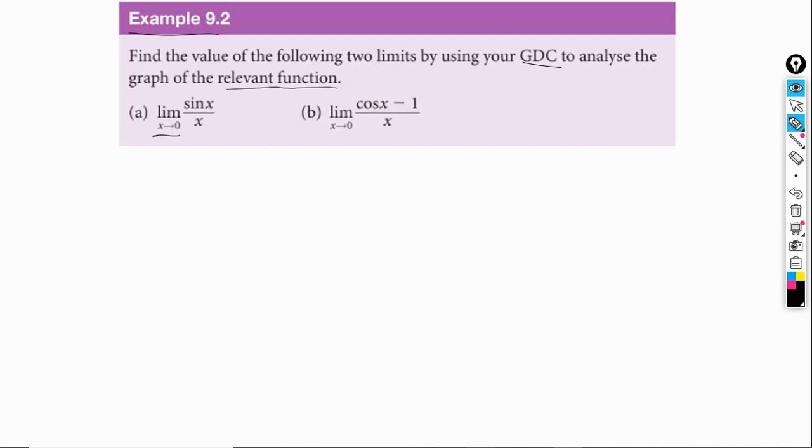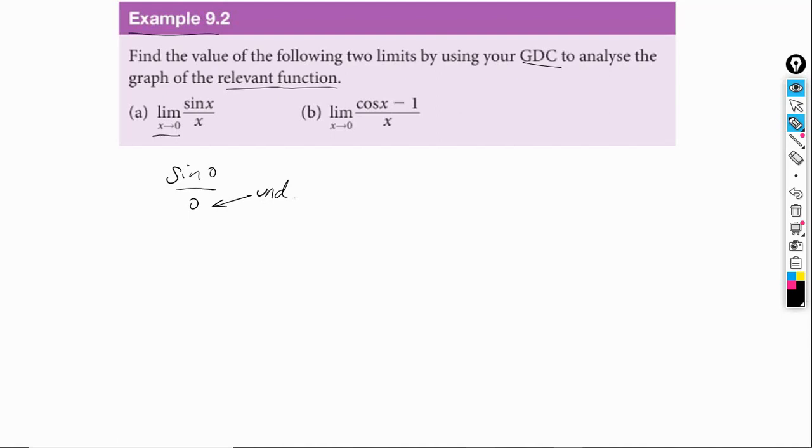But what happens if we plug in 0 into sine of x over x? We would get sine of 0 over 0. And obviously this is undefined, right? This is undefined. Therefore, we cannot really find out what the value of the function is as x approaches 0.